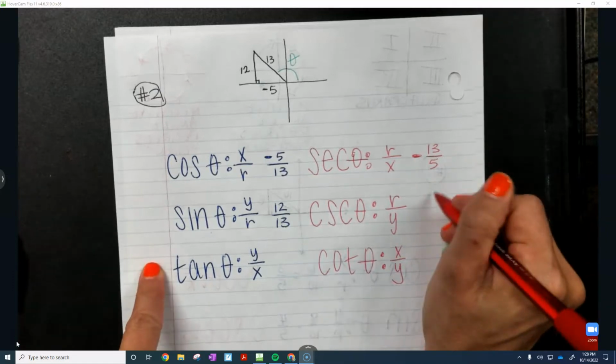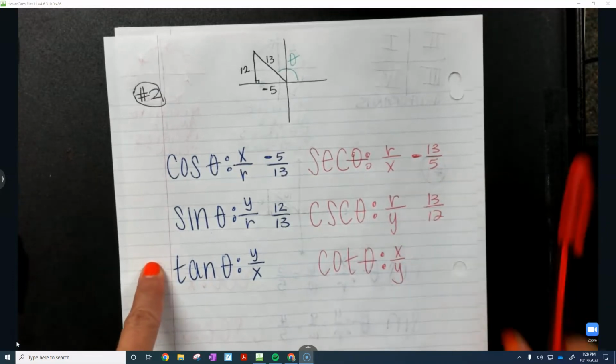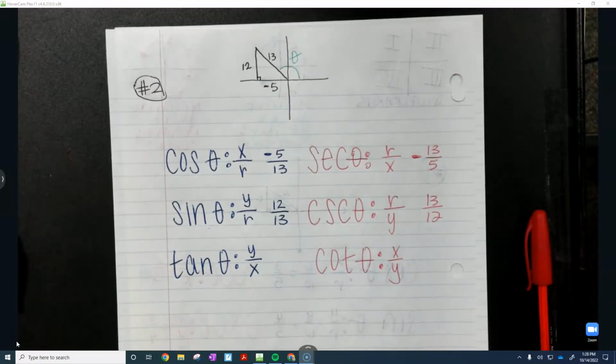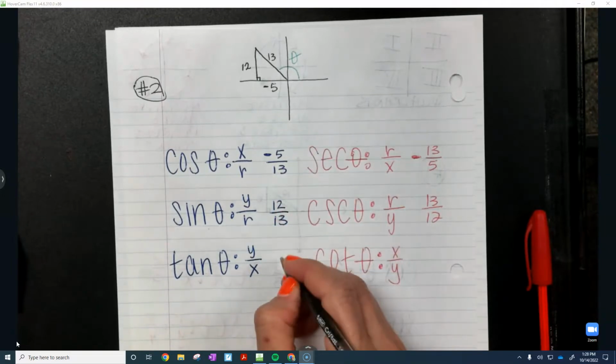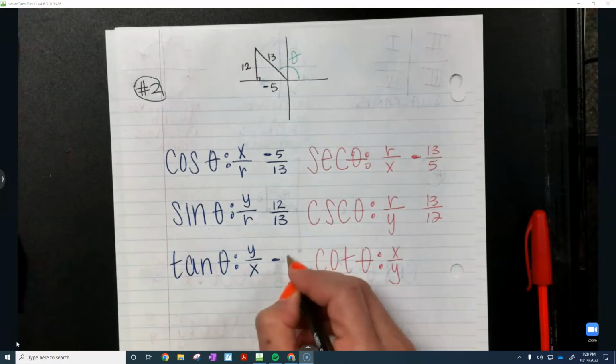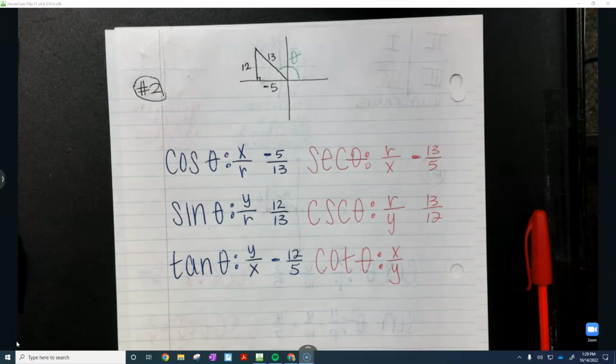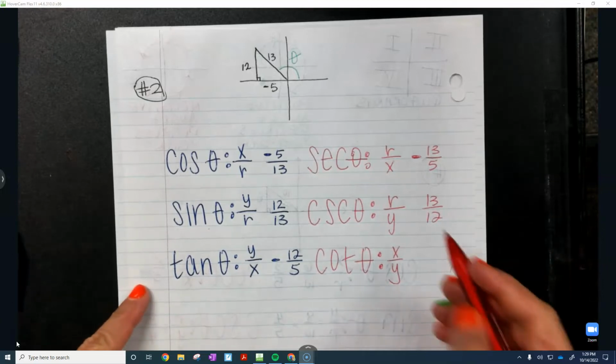So your cosecant, 13 over 12. Guys, what's tangent? Very good. So let's write negative 12/5. You are correct. And then flip that. Write negative 5/12 for cotangent.